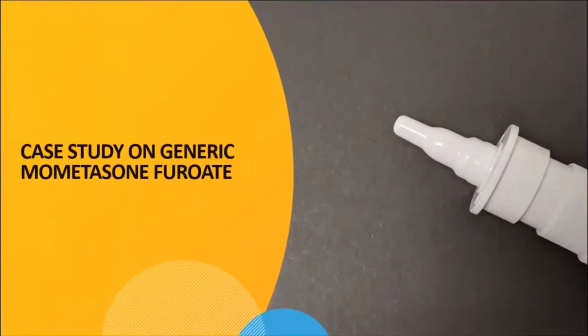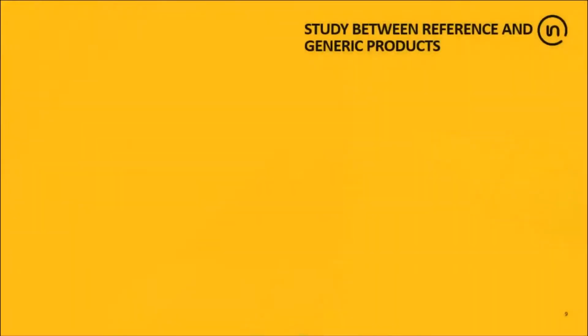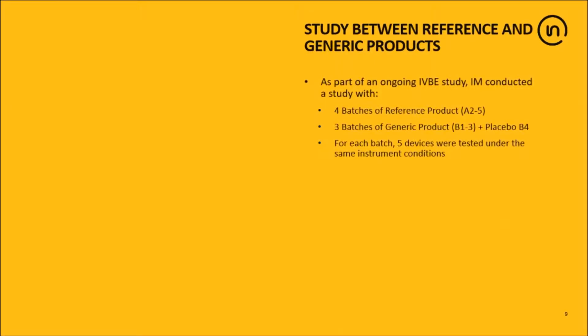So having had a brief look at our techniques and why we'd want to pursue an IVBE, let's look at what our case study was looking at. So the study between the reference and generic products of a mometasone furoate product was completed as part of an ongoing IVBE. We looked at 4 batches of reference product and 3 batches of generic with 1 placebo generic. For each batch, 5 devices were tested under the same instrument conditions.